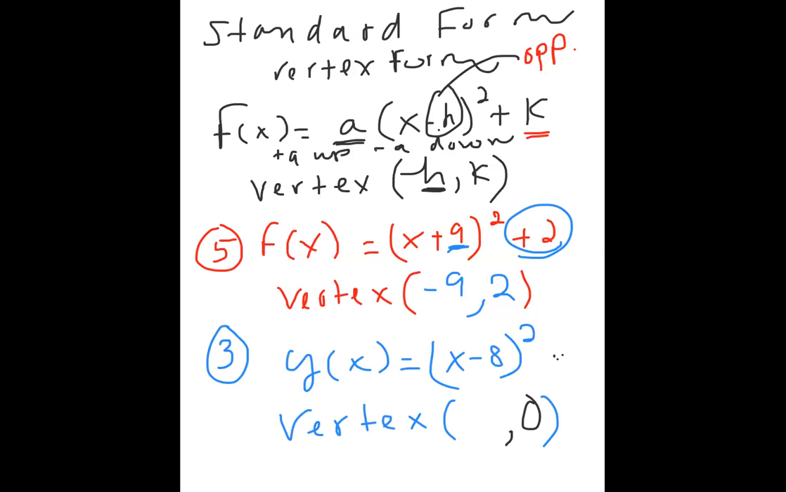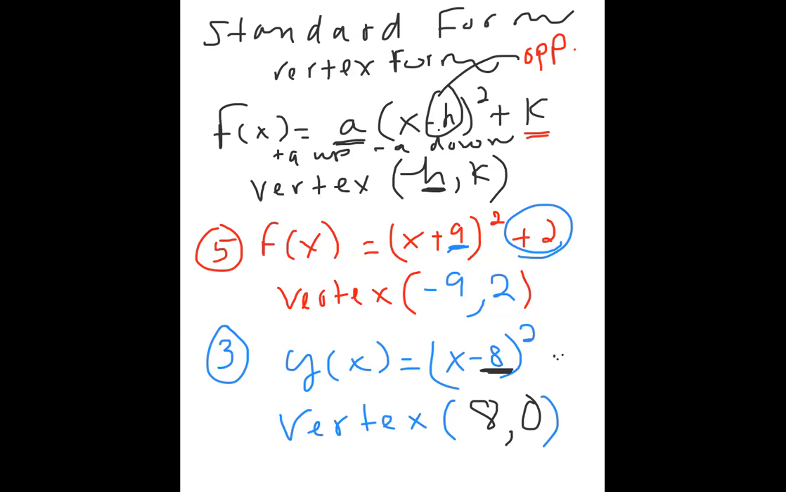So the y value is 0, but you got to do the opposite of what's inside the parentheses to get the x value of the vertex. It's going to be positive 8, 0. Guys, look at how easy that was. Some of the questions on the assignment are that easy. You just eyeball the function and figure out the corner of the vertex.